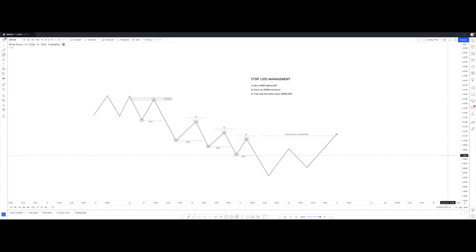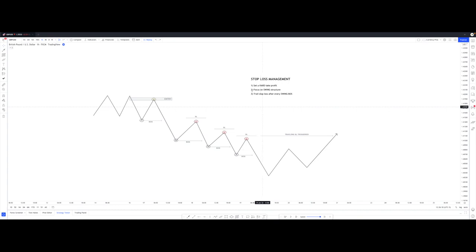So basically the management system is trailing, okay? Instead of taking partial profits, we're going to be trailing our stop loss based on market structure. Now as you can see, I have a diagram drawn in front of me, and we're going to go over that in just a minute. I also have 3 tips here. We're going to go over these one by one.